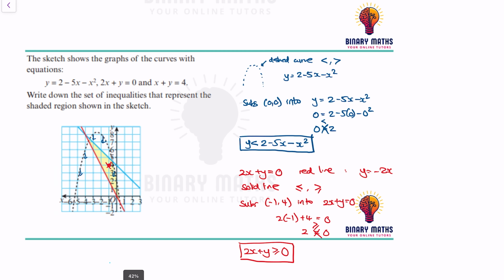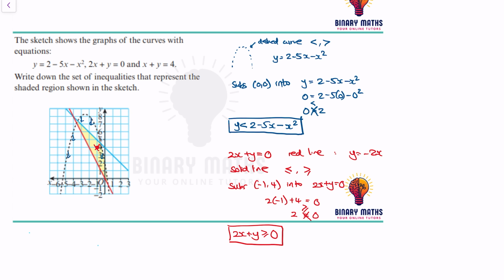The last one that I need to do is a blue line, which is obviously x plus y is equal to 4. Blue line, because y is equal to 4 take away x. It's going to the y-intercept. It does have a y-intercept of 4, and it's got a negative gradient, so it must be that one. Again, it's a solid line. Therefore, it must be less than or equal to or greater than or equal to.